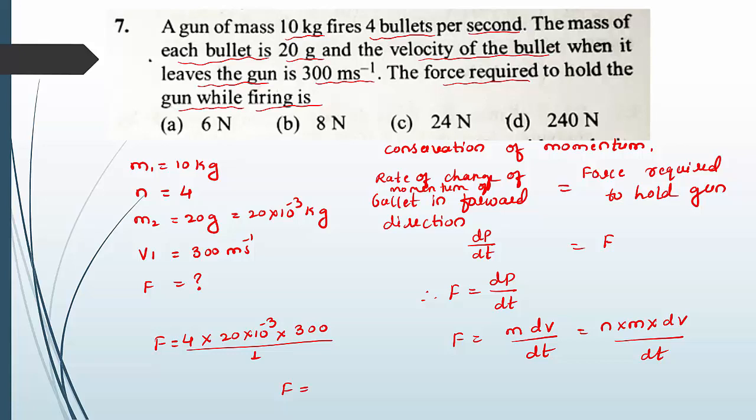20 into 4, 80. 80 into 300, so we will get 24,000 into 10 raised to minus 3. Move 3 points, so you will get the answer 24 Newton. So we need 24 Newton force to hold the gun while firing. C is the right answer.